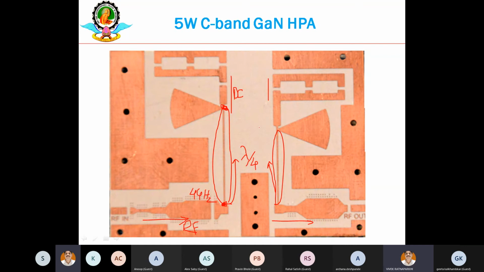But this lambda by 4 will do this job only at that wavelength, and you know that you are interested over a band of frequencies. So to make the response of this lambda by 4 transmission line a little broadband, we generally use a radial stub. It will make the response of this lambda by 4 line quite good over the band of frequencies. That is the job of the radial stub, increasing the bandwidth. Okay.